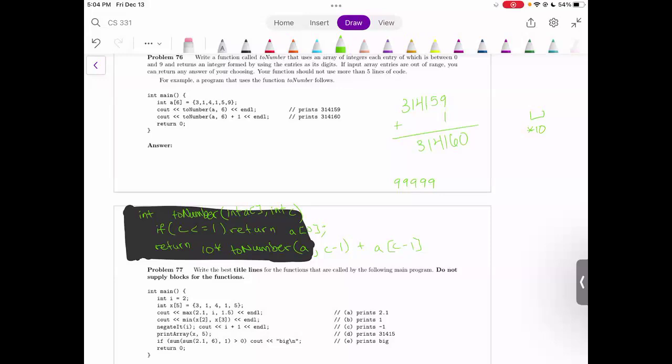So, why did you put a 0 bracket for if C is less than or equal to 1? Oh, you can, but it says you can return any answer, so you can put return 0, you can put return -1, whatever you choose to put. Okay. And then return 10 times 2 number.